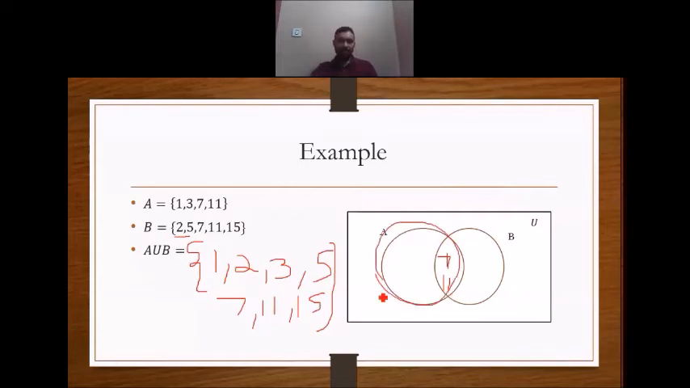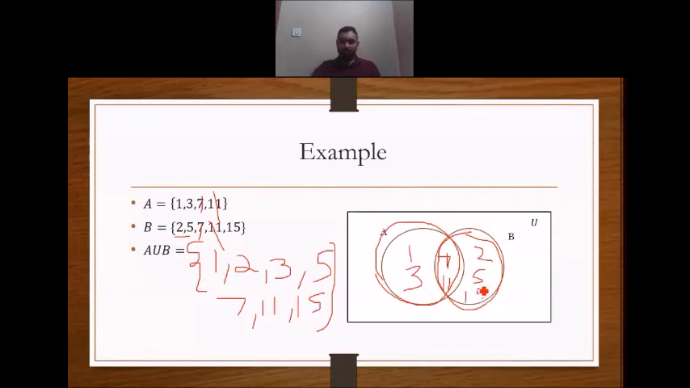So write the elements of it. 7 and 11 we have already written. What elements are remaining to write? 1 and 3. This whole space is B. 7 and 11 we have already written. What elements are remaining to write? 2, 5 and 2, 5 and 3. So we write like this.